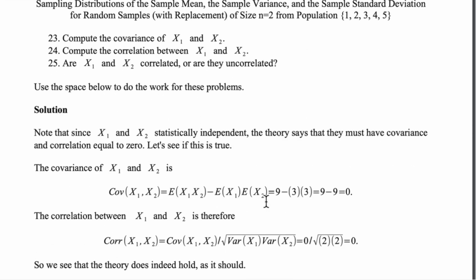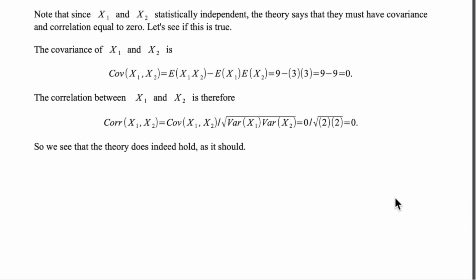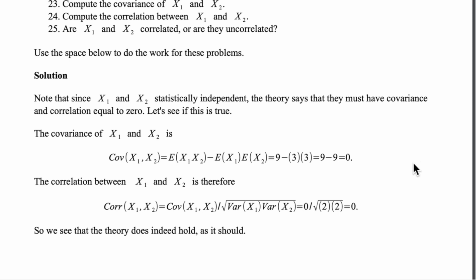So again, we noted that up here, that because x1 and x2 are in fact statistically independent, we showed that in the previous problem, the theory says that the covariance and correlation between those two random variables must necessarily be 0. Well, we've shown that to be true. We haven't proven the result in general, again, but we've demonstrated that this general principle, this general result, is in fact true.